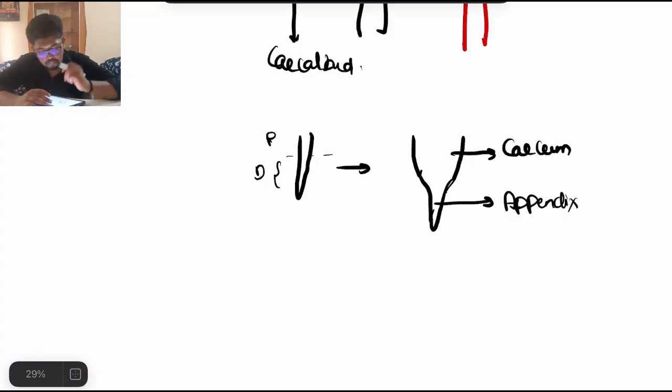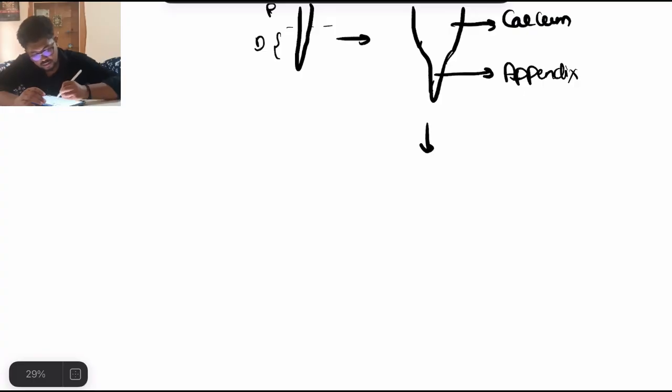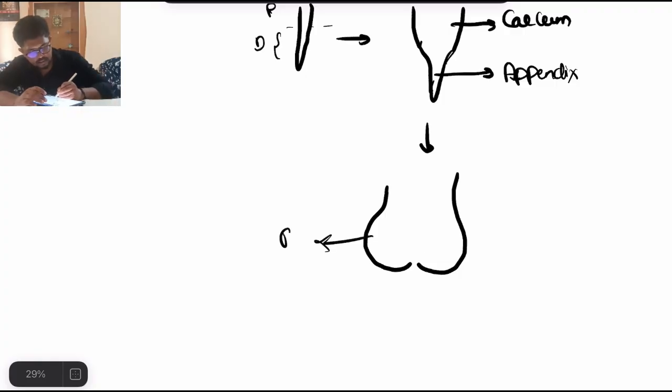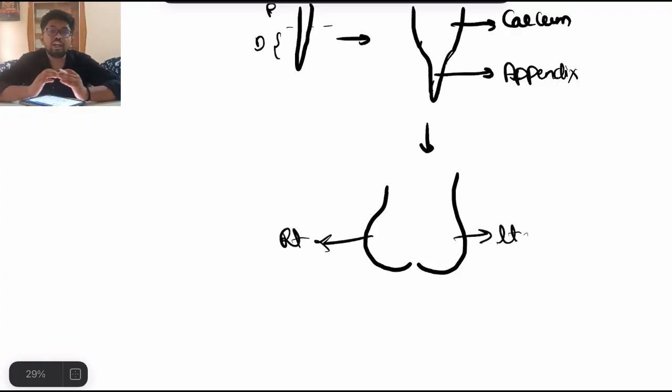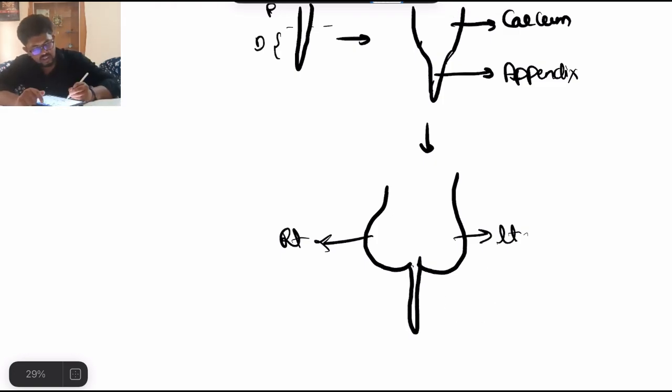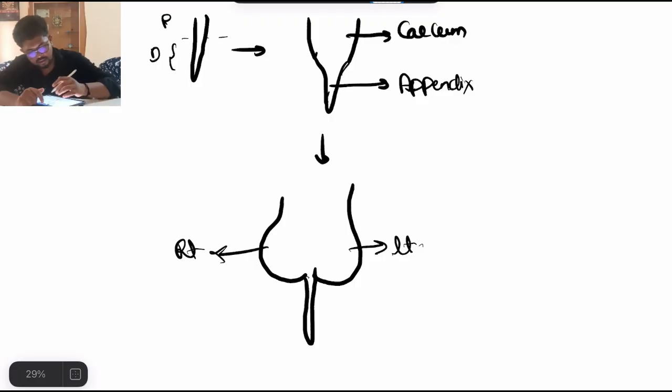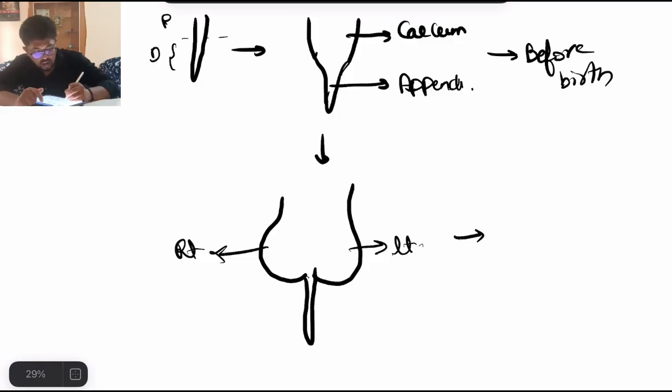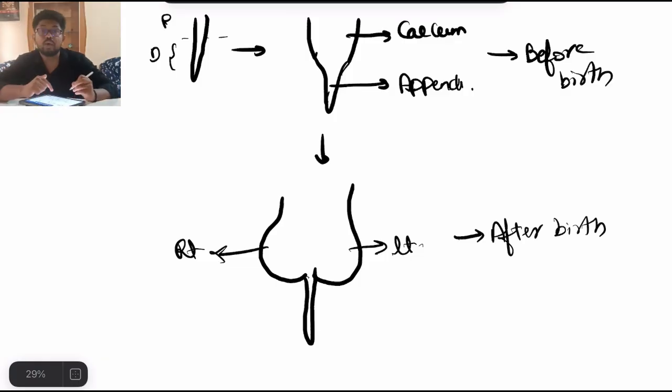Then after birth, what happens? This cecum will have two sacculations. Right and left saccules are formed, and in the concavity of these two saccules the appendix will be present. So this is before birth, and this is after birth, but it is still growing.